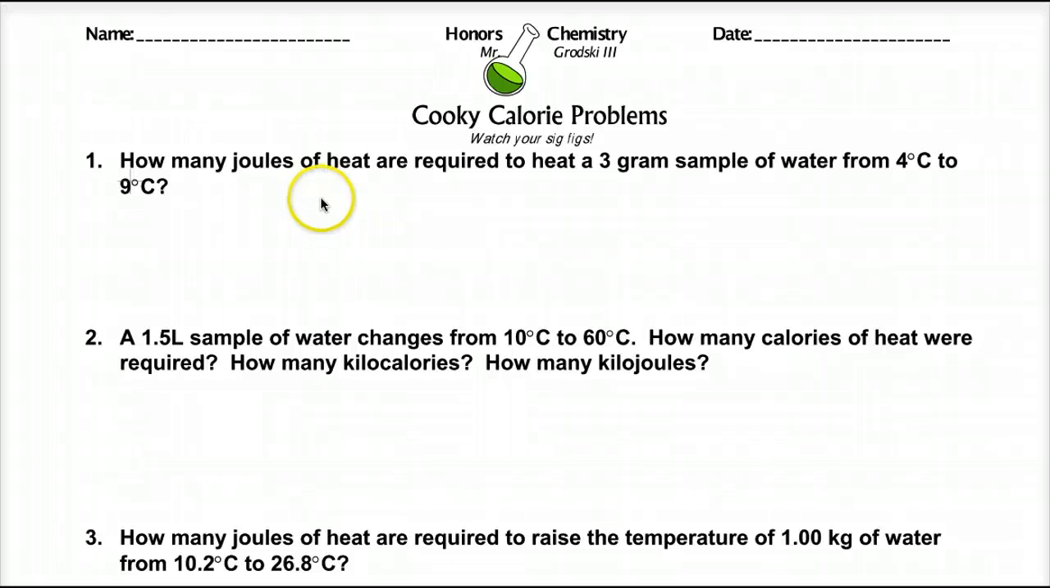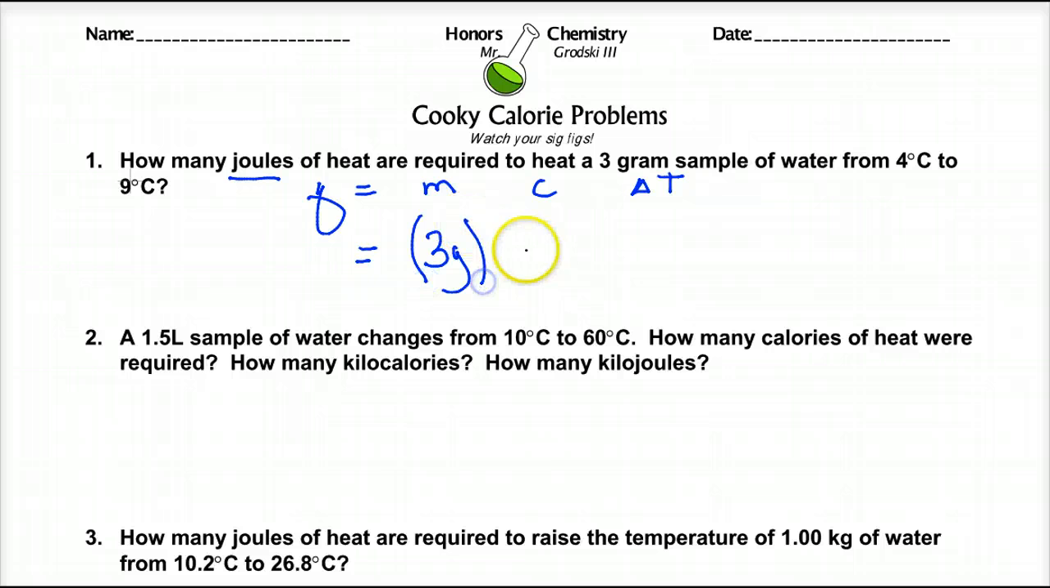Okay, so number 1, how many joules of heat are required to heat a 3-gram sample of water from 4 degrees to 9 degrees? So I start with my formula. Q is equal to mc change in temperature. So they want joules. That's important. And the mass that I have is a 3-gram sample. Okay, specific heat. What am I going to use? Well, I go to table B, and it's 4.18 joules per gram per degree Celsius. Now, I know they had Kelvin there, but we can use that because a change in Kelvin is the same in degrees Celsius. They're the same units.